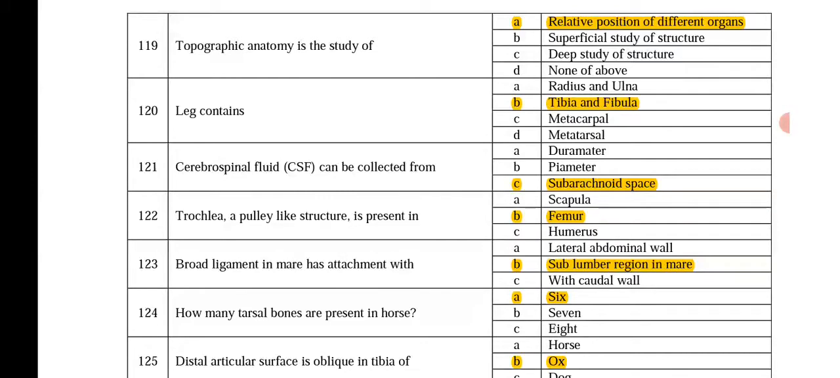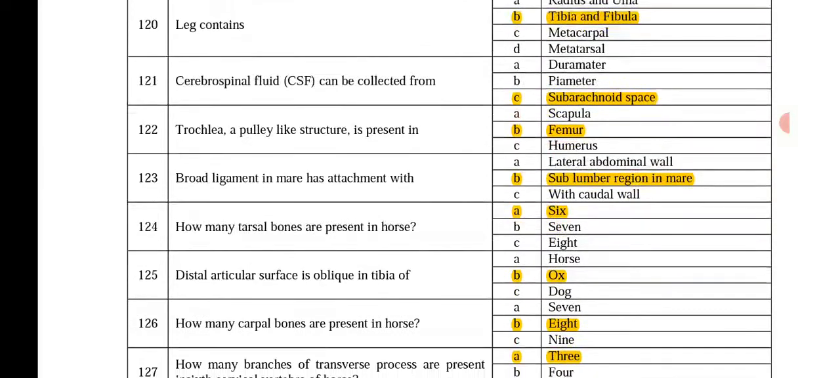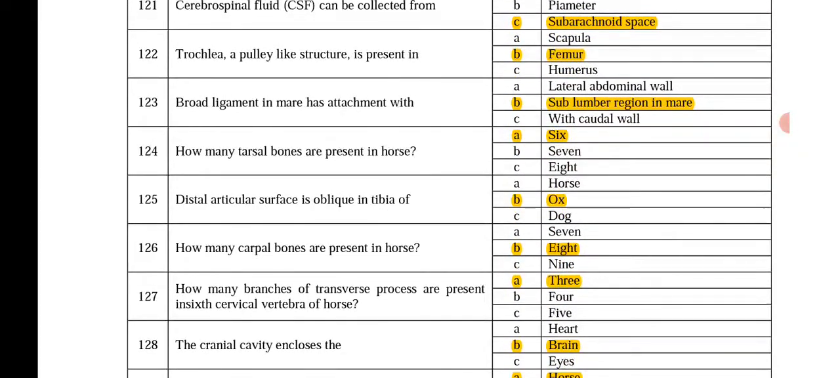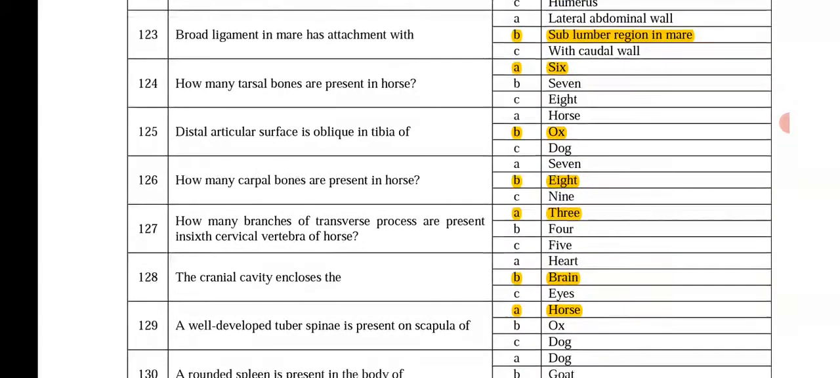Broad ligament in mare has attachment with lumbar region in mare. How many tarsal bones are present in horse? 6. Distal articular surface is oblique in tibia of ox. How many carpal bones are present in horse? 8. How many branches of transverse process are present in 6 cervical vertebrae of horse? 3.